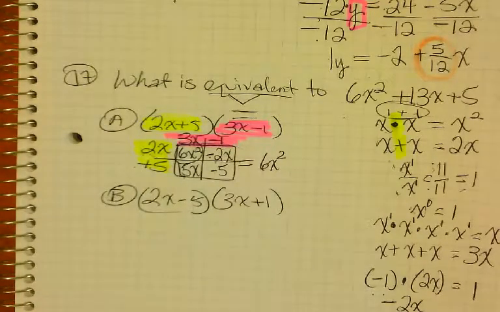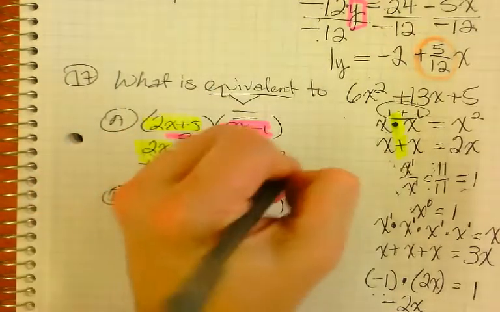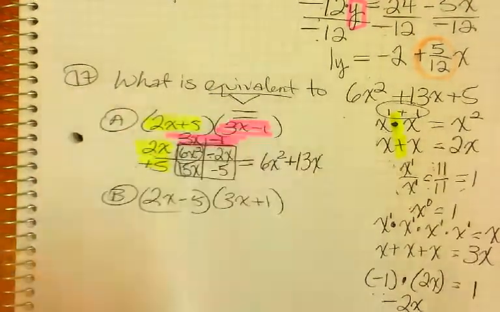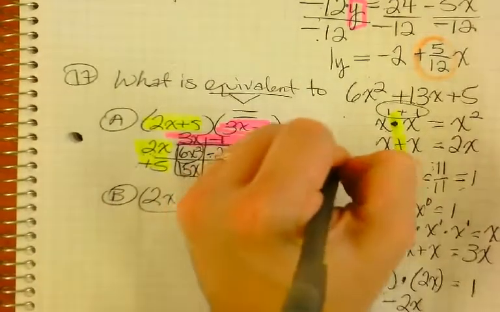So 15 menos 2, ¿qué es eso, Darwin? Muy bien. So, más 13x. Muy bien. Y menos 5. Minus 5.